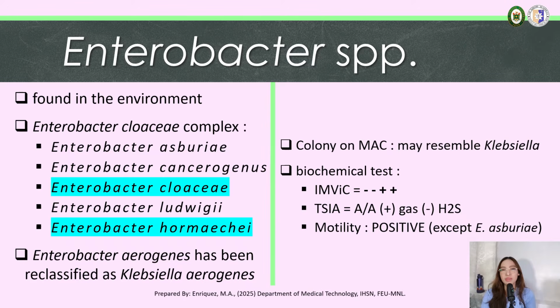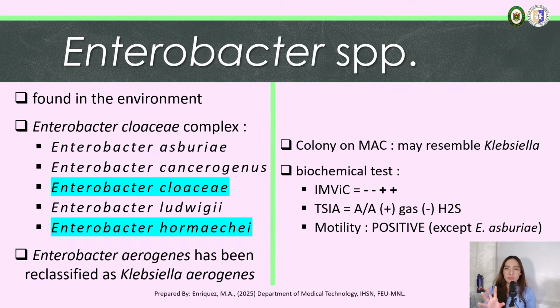So I didn't include a picture anymore to make space for the other content, no. But again, you would expect na pink, mucoid and lactose fermenting colonies din po ang Enterobacter species. So even in their INVIC and TSI reactions, magkaparehas po ang Klebsiella and Enterobacter. So the INVIC of Enterobacter species would be negative, negative, positive, positive. Its TSI reaction would be acid over acid, or A over A, positive for gas, negative for H2S.